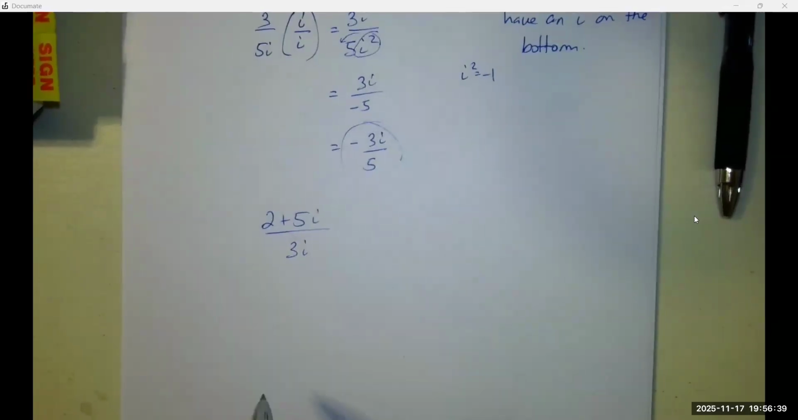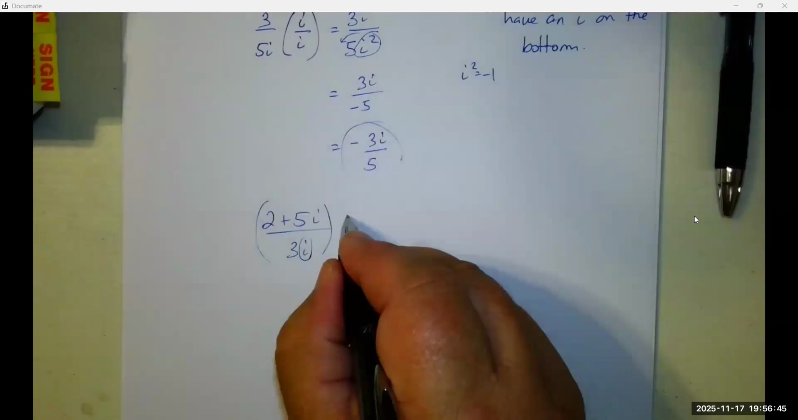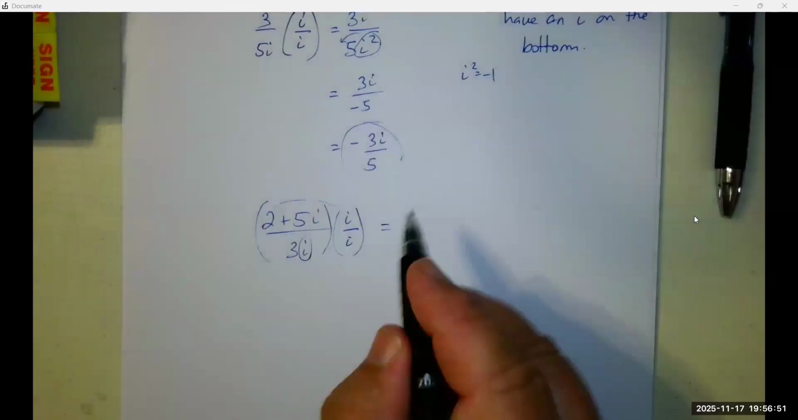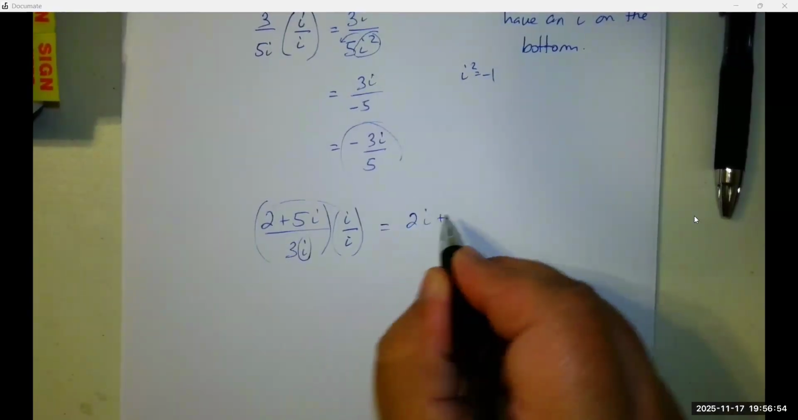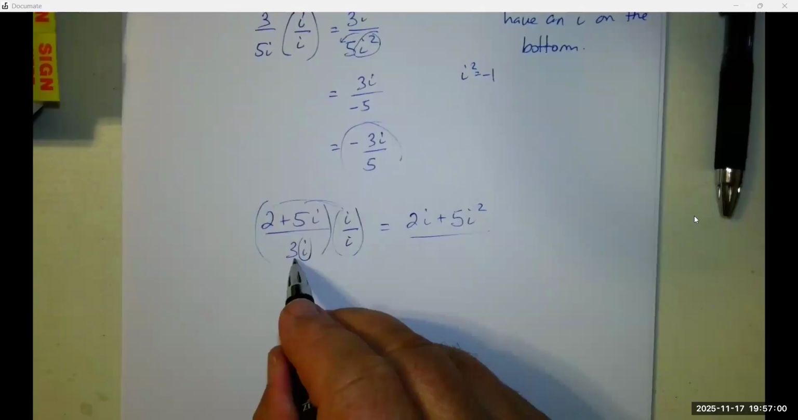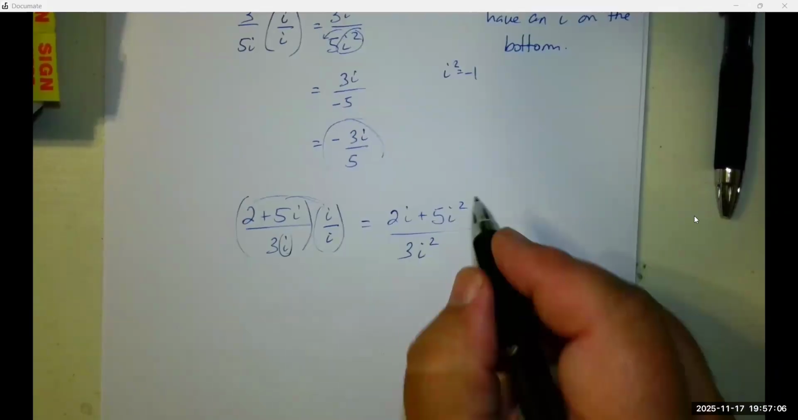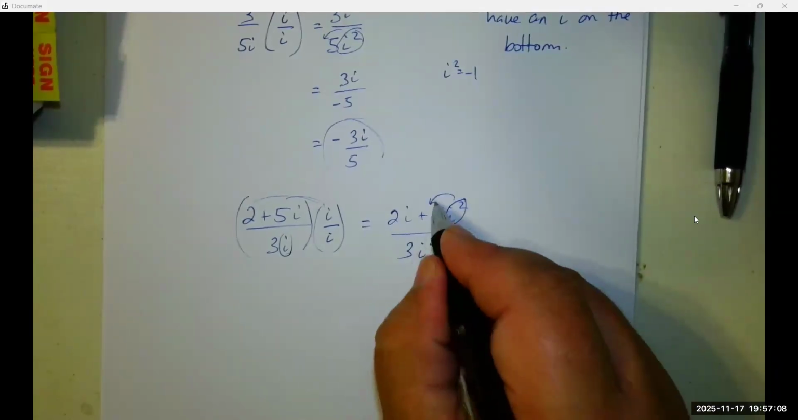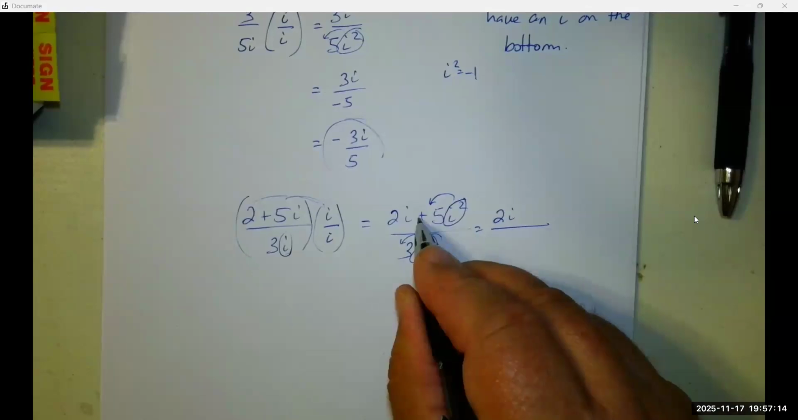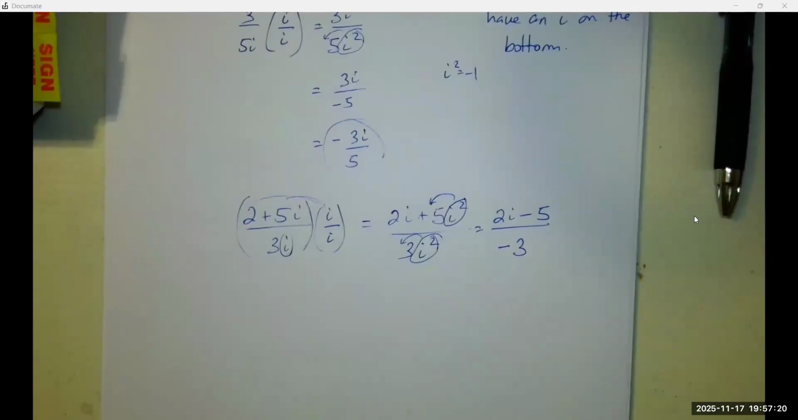Again, even if you have a binomial on top, 2 terms on top, to get rid of the i on the bottom, we multiply i top and bottom. So distribute. So it's 2i plus 5i squared divided by i times i, which is i squared. These i squared just change the signs of the numbers in front of it. So it becomes 2i minus 5, negative 3 on the bottom.